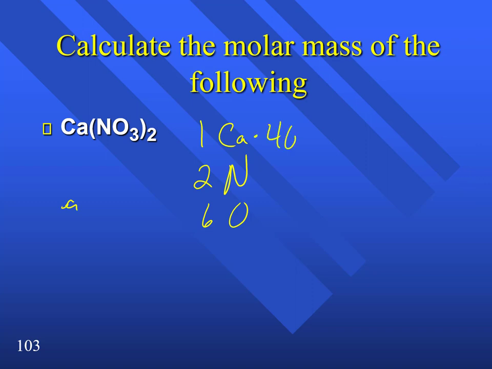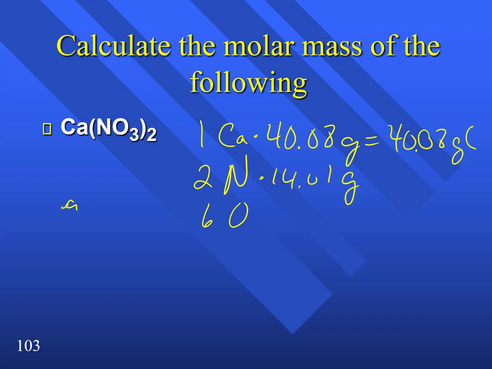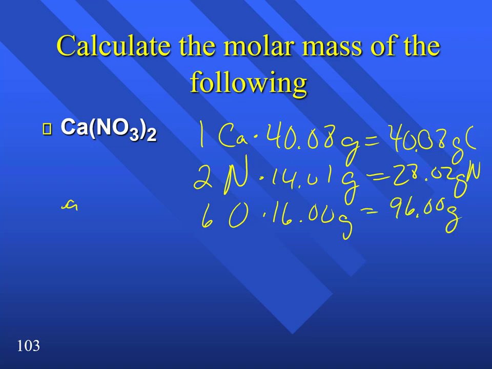So calcium on the periodic table is 40.08 grams. So that's 40.08 grams of calcium. The nitrogen's 14.01 grams. So that's 28.02 grams of nitrogen. And the oxygen is 16.00 grams. And 6 times 16 is 96.00 grams of oxygen. And if I add those up, I get 164.10 grams.